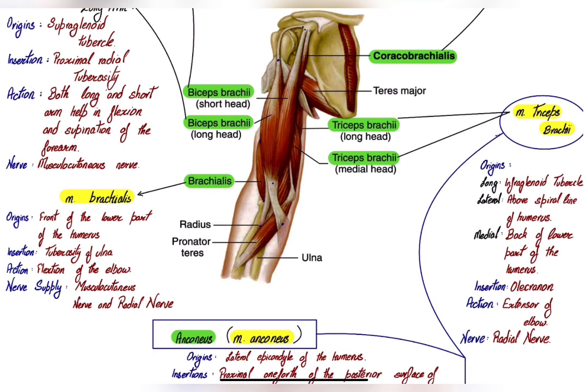Now the next muscle is the triceps brachii. It has three parts, the long head, the medial head and a lateral head, which is not shown in this diagram. So the long head originates from the infraglenoid tubercle. The lateral head originates above the spiral line of the humerus, and the medial one originates from the back of the lower part of the humerus.